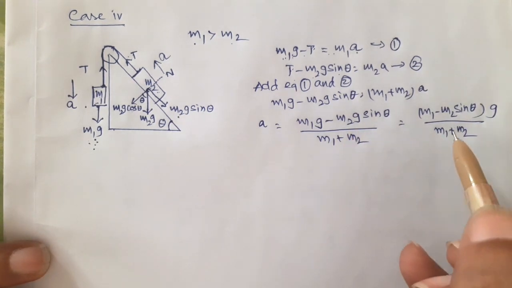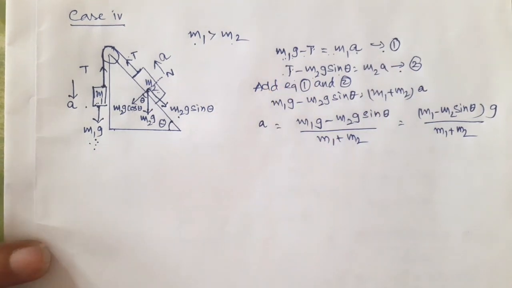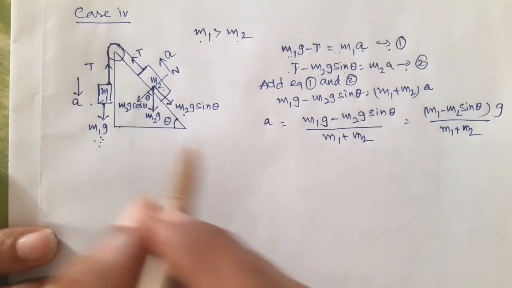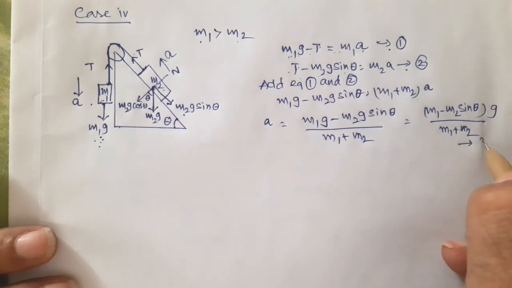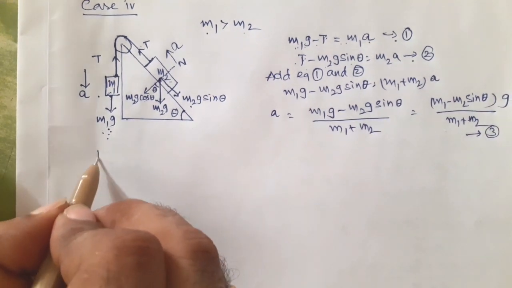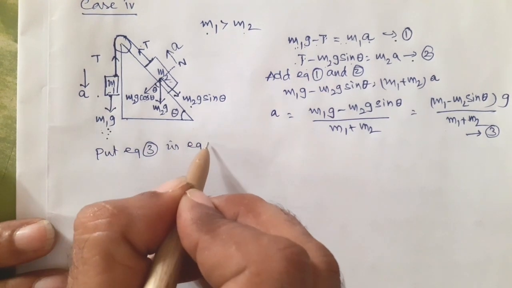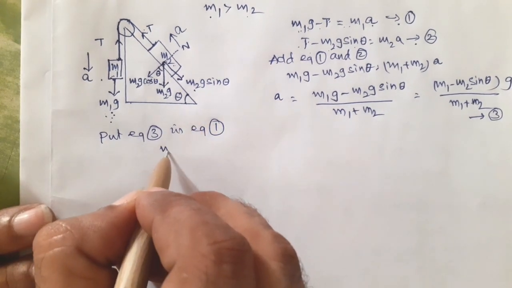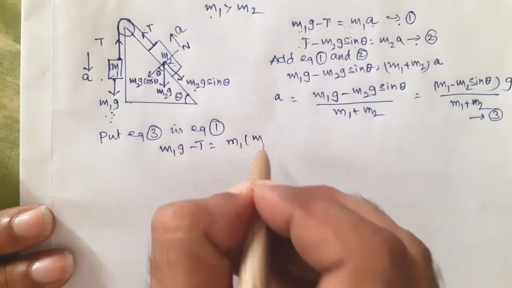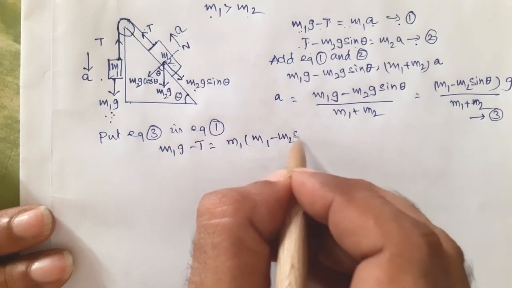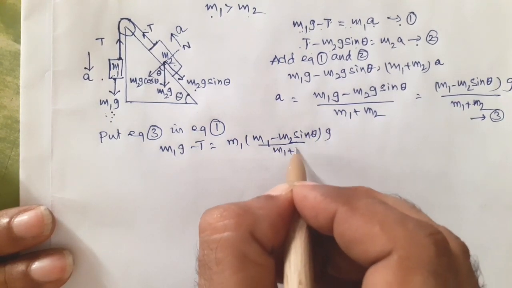Now substitute this value either in equation 2 or in equation 1 to find the tension. Now I am substituting this value in equation 1. Say this is equation 3. Put equation 3 in equation 1. m1g minus T is equal to m1 into m1 minus m2 sin theta into g by m1 plus m2.